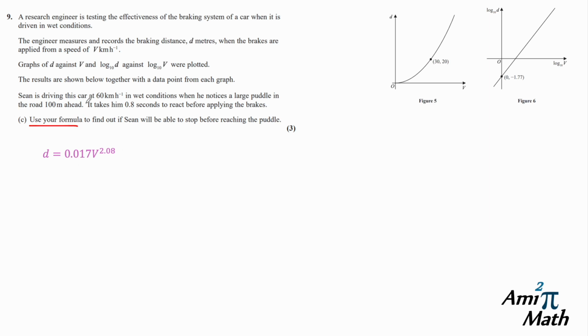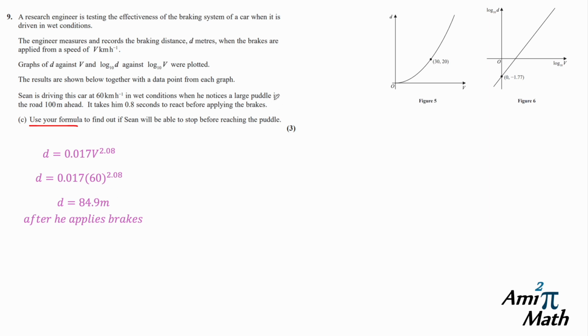It says that Sean is driving at 60 kilometers per hour when he notices a large puddle. So this is basically after he applies the brakes. We're going to put V, which is 60, our speed, into this equation to work out the distance after applying the brakes. So you get 0.017 times 60 to the power of 2.08, giving you 84.9 meters, and that is the distance after he applies the brakes.